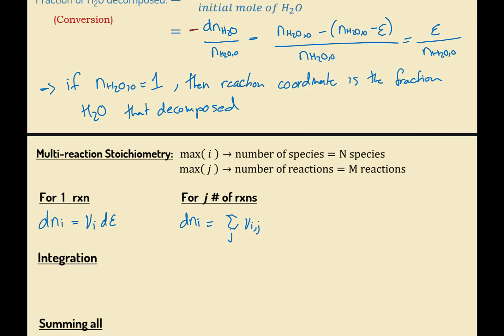Why? Because for every reaction you will have a different balance. It is multiplied by the reaction coordinate, or in this case the extent of reaction, so d epsilon j for that reaction. Every one will have basically this, and we just sum them up. So in this case, for I equals 1, 2, and so on, up to n, and for j equals 1, 2, and so on, up to M in this case.